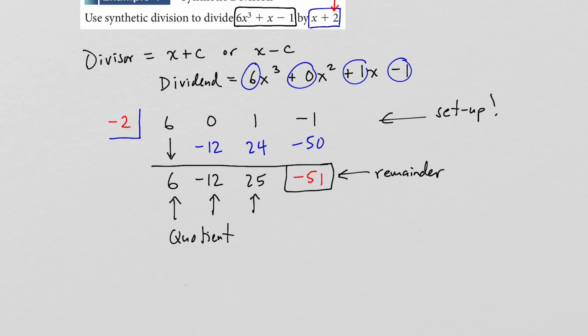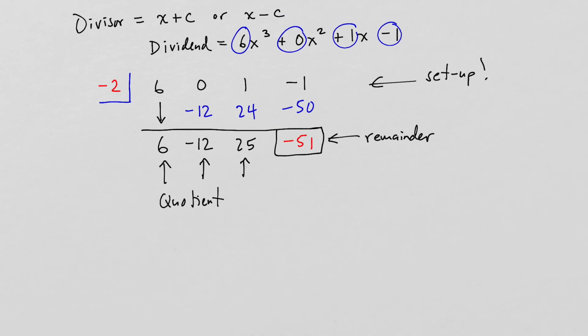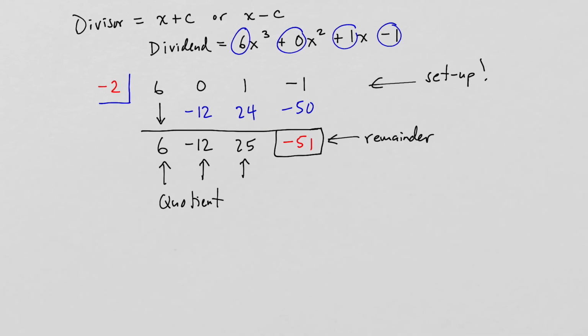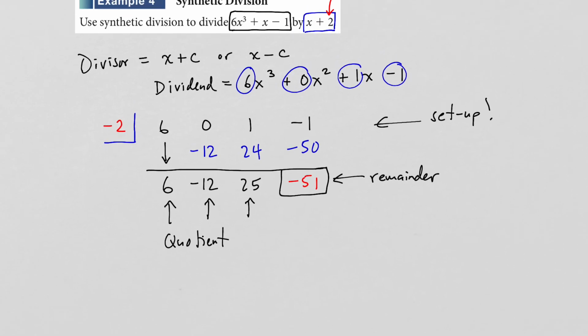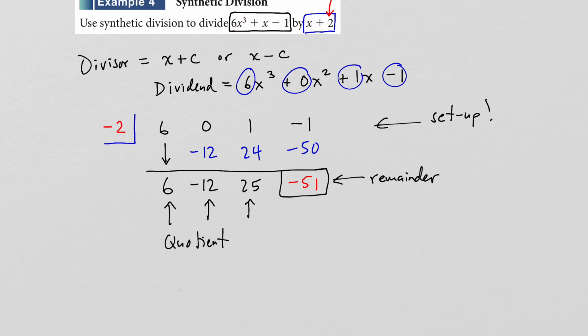So what is your answer then? Well, originally you had a third-degree polynomial, and you were dividing it by a first-degree polynomial. So in your answer, the power is going to be 1 less than the power that you started with. So instead of having a third degree, down here we're going to have a second degree.